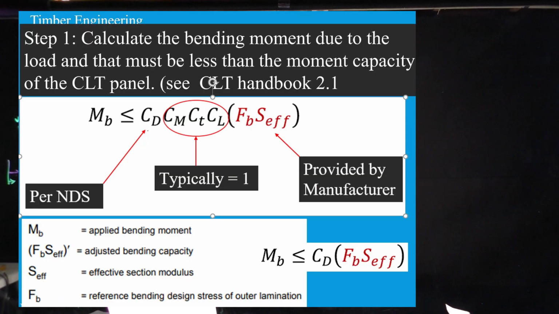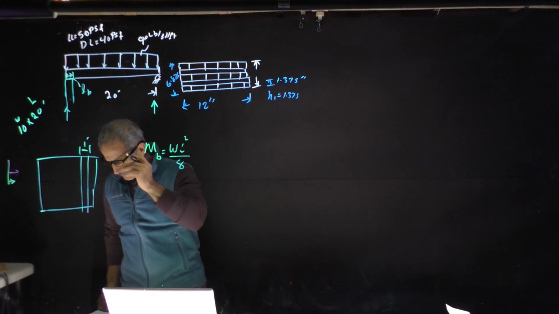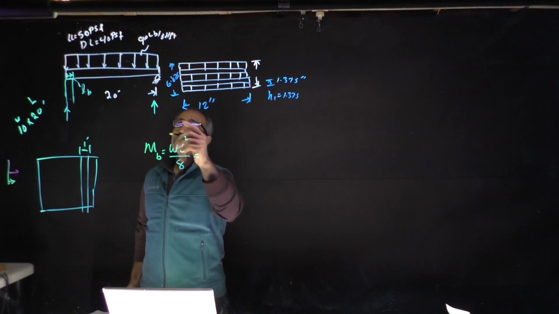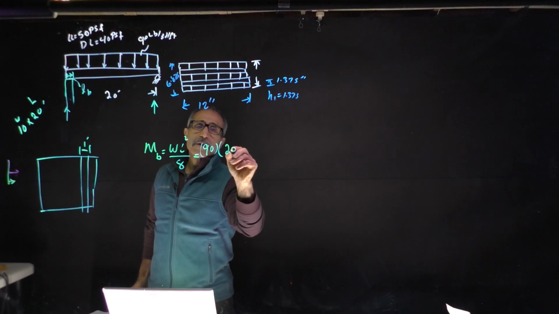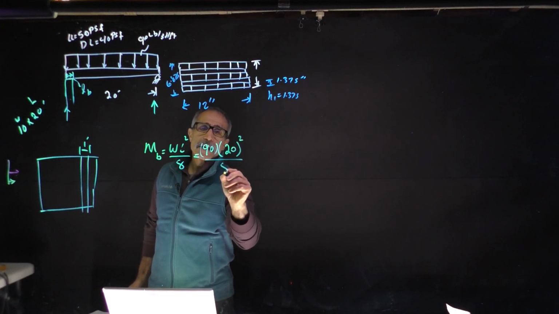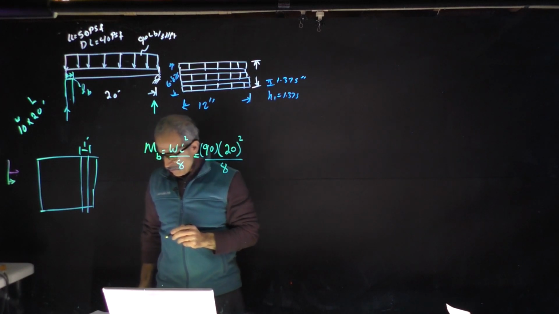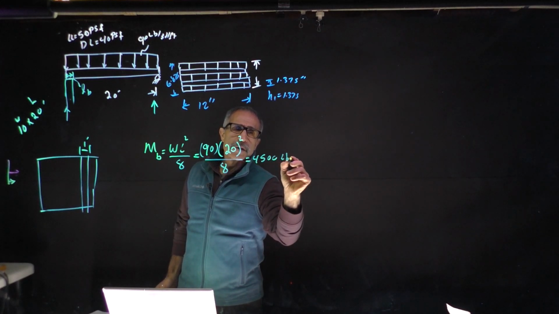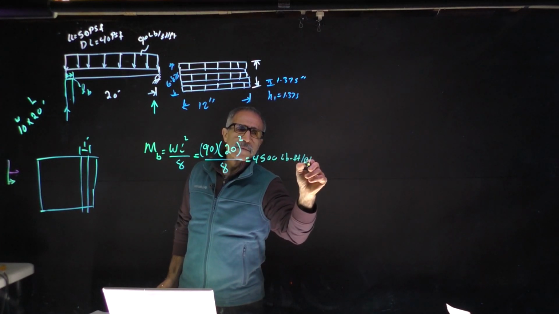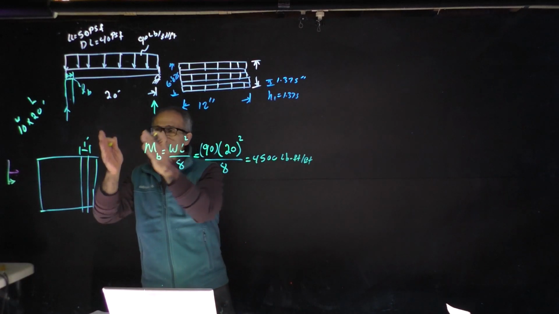Let's calculate the maximum moment of this. Of course, the maximum bending moment is going to come out WL squared divided by 8. That is 40 plus 50, which is 90. I got 90 times L, my L is 20 squared, and divide that by 8. I will get 4,500 pound foot per foot, because we're doing a per 1 foot section here.